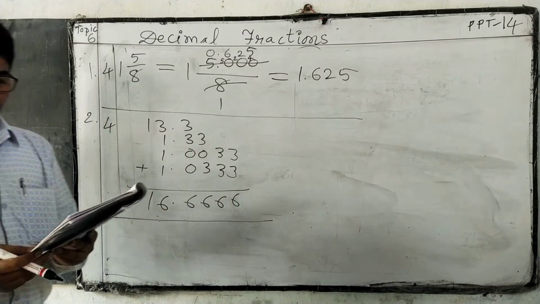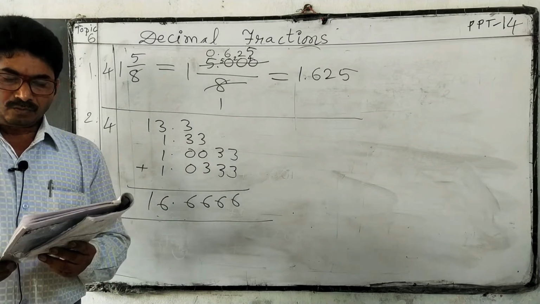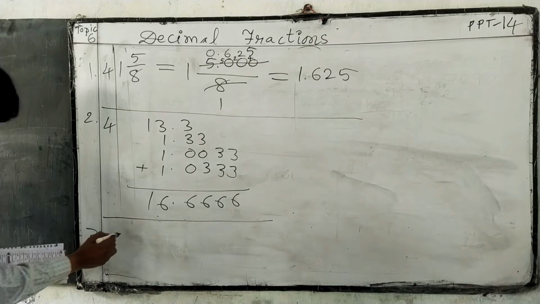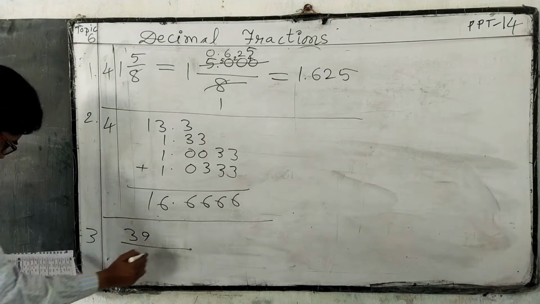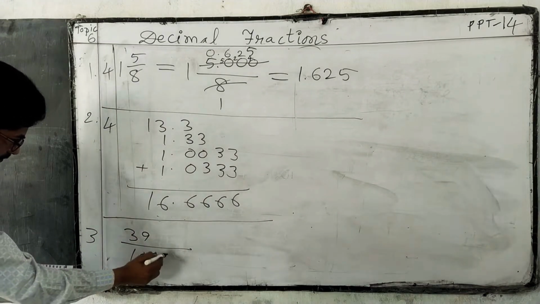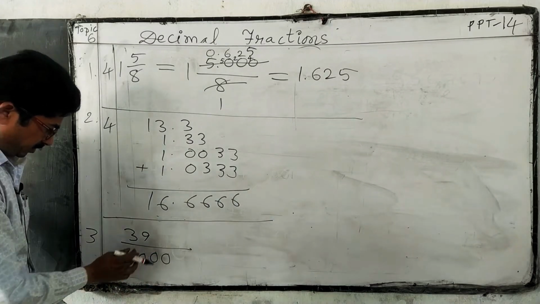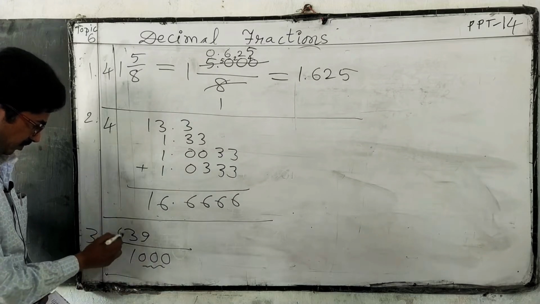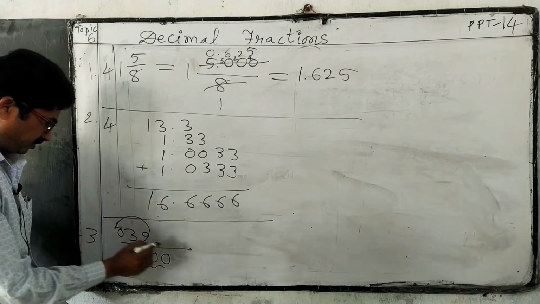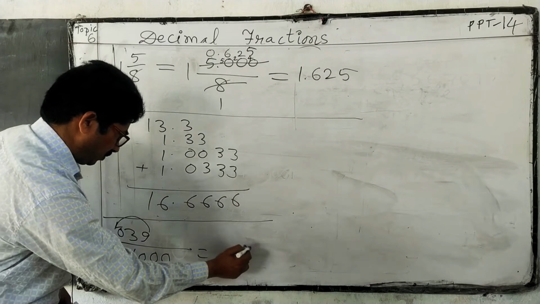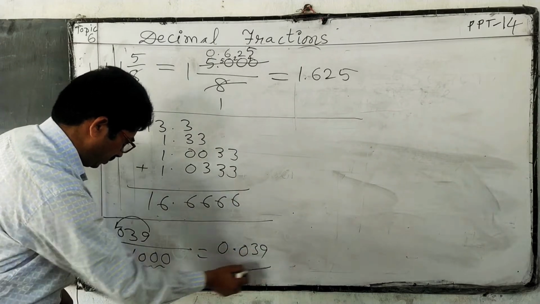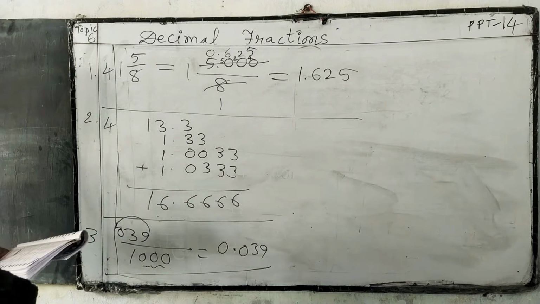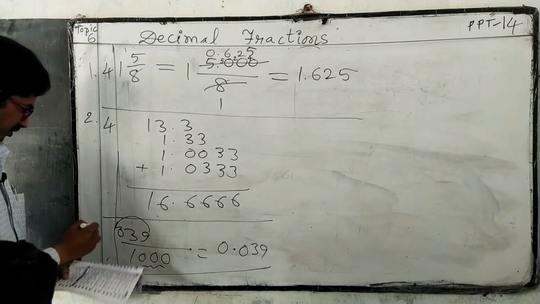Next, what is the decimal equivalent of 39 by 1000? To divide by 1000, we shift the decimal to the left by 3 places. So 0.039. Option 3.